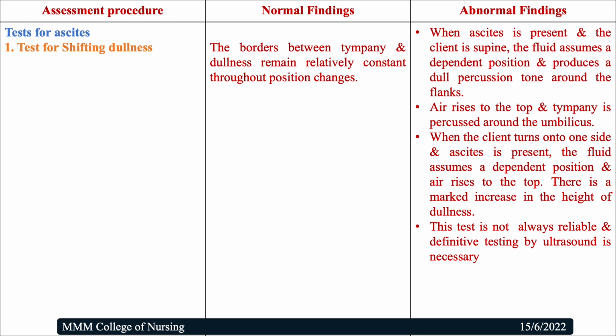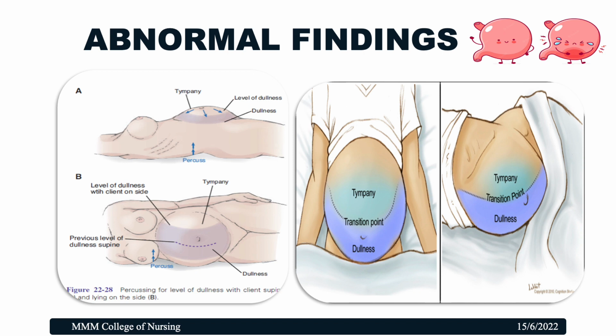Whereas, when the client turns on to one side and ascites is present, the fluid assumes a dependent position and air rises to the top. There is a marked increase in the height of dullness. This test is not always reliable and definitive testing by ultrasound is necessary. These pictures will give you more clarity as to what is discussed in the previous slide.